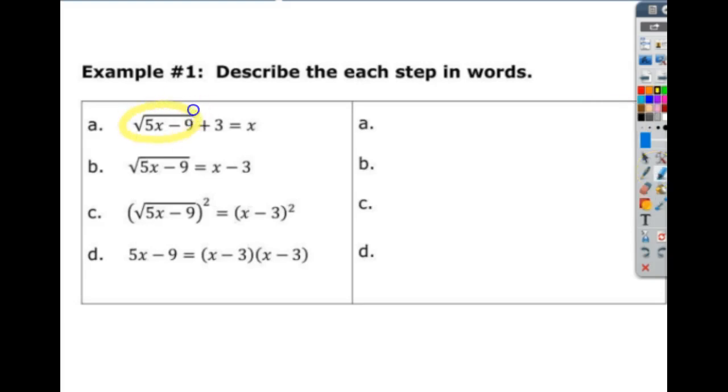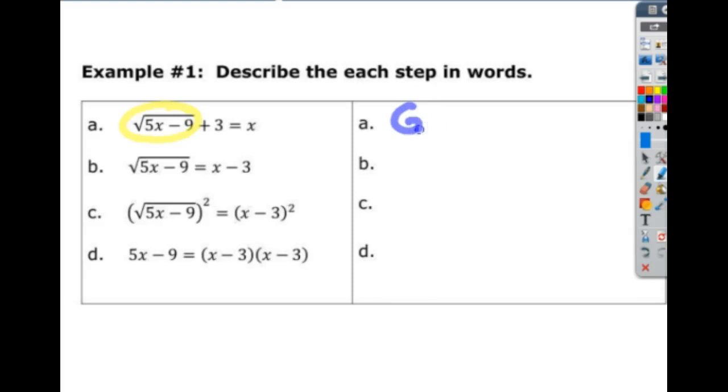So on example number 1, is this isolated by itself? No, it's not. And so that's the first thing that we need to do. We need to get it by itself. Now this is set up like we did yesterday. This is set up like a 2-column proof. The first column is the math work, and the second column is the explanation written out in words.